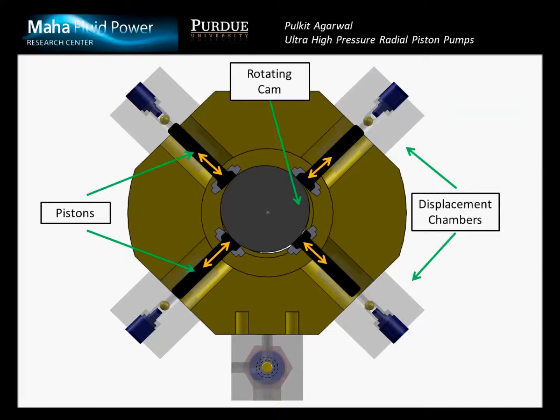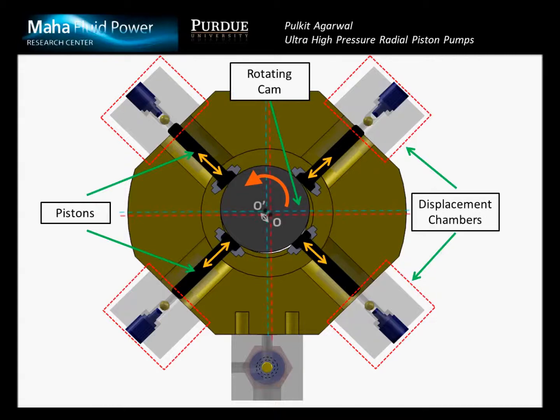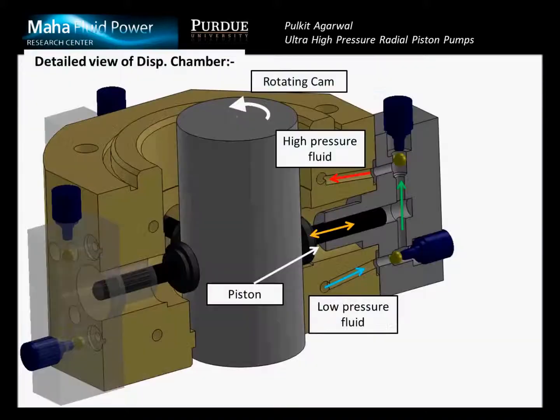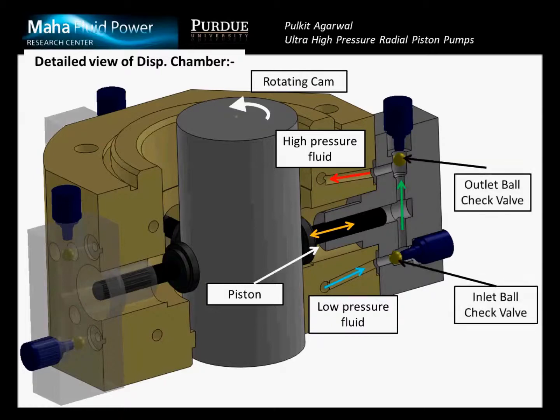This figure shows the inner casing of a radial piston pump. As you can see, there are 4 displacement chambers radially arranged around a cam. As the cam is rotated eccentrically and not about its geometric center, it provides a reciprocating motion to the pistons, which causes pumping of the fluid in each of the displacement chambers. A distinctive feature of this design is the presence of ball check valves to control the entry and exit of the flow through the displacement chambers.